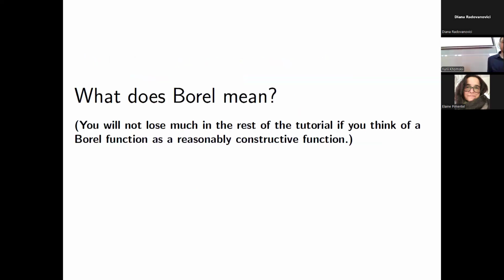All right. So next I'm going to talk about what Borel means. And I want to point out that if you're not too used to dealing with Polish spaces and things like that, you're not going to lose too much in the rest of the tutorial if you just ignore the next section or follow as much as you can, but then just think of a Borel function as something reasonably constructive. So a lot of the rest of the tutorial is going to be actually constructing reductions. And so it's going to be an actual construction, and you can look at it and say, I see that this construction is reasonable. But for completeness, we're going to give some definitions of what it means to be Borel.